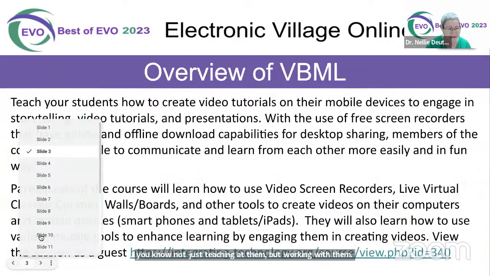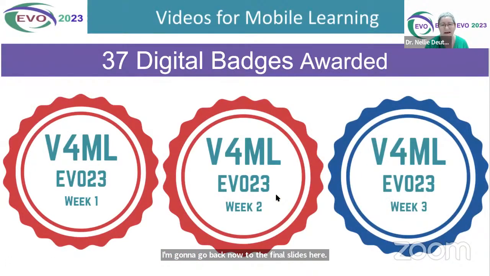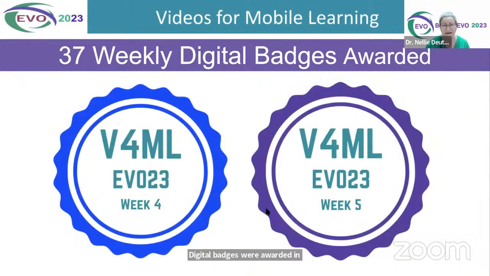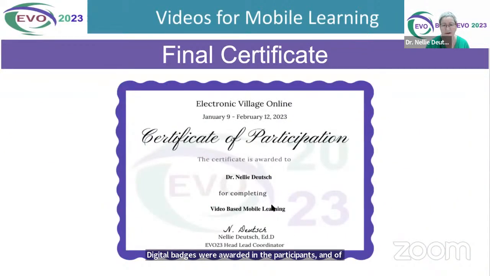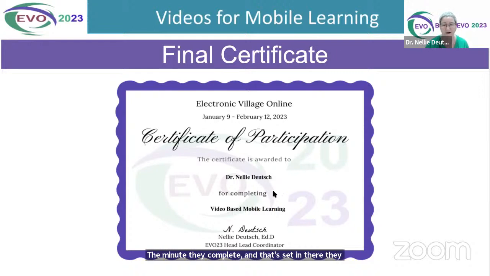I'm going to go back now to the final slides here. So this is the TESOL feedback and the digital badges. 37 digital badges were awarded to the participants. And of course, the certificate, my name is there, but on Moodle, it's automatic. The minute they complete, and that's set in there, they are able to access their certificate, or the system sends them the certificate by email.